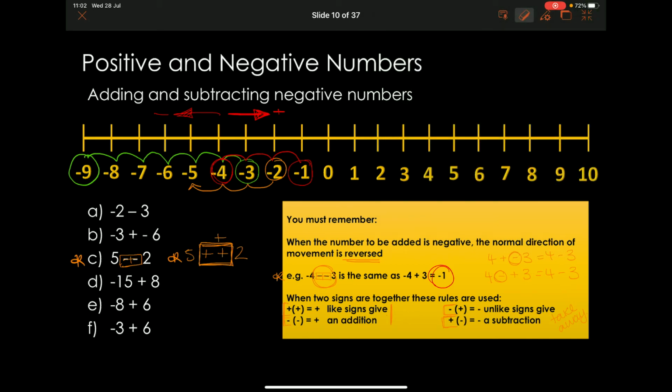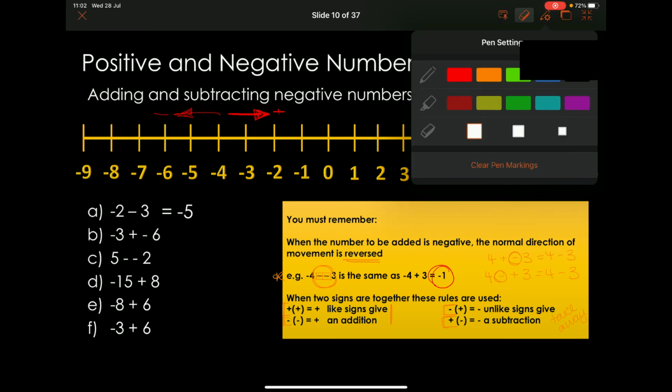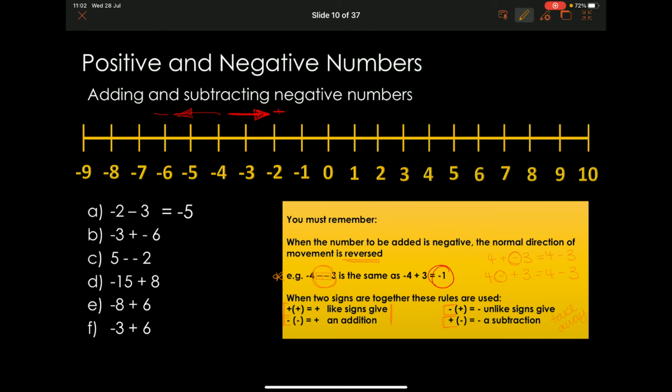If you have had a go, if you've paused the video and had a go, I'm just going to show you the answers now. So, minus 2 minus 3 would be minus 5. Let me use the number line to show you. Minus 2 minus 3. That means we're at minus 2 and we're taking away 3. Remember, when we take away, we go that way. 1, 2, 3, and we end up at minus 5.